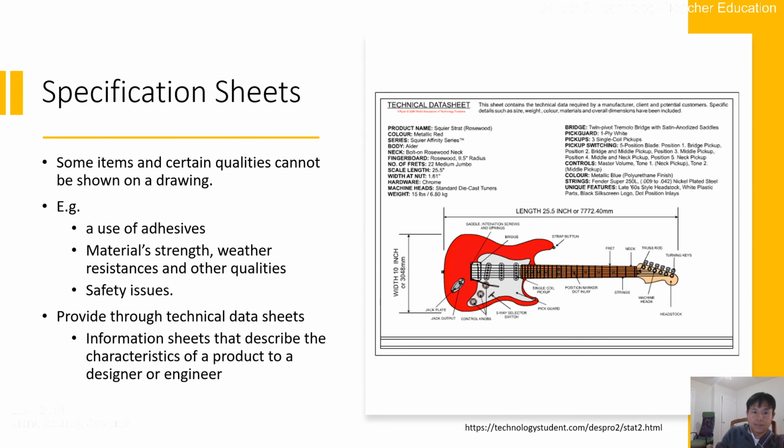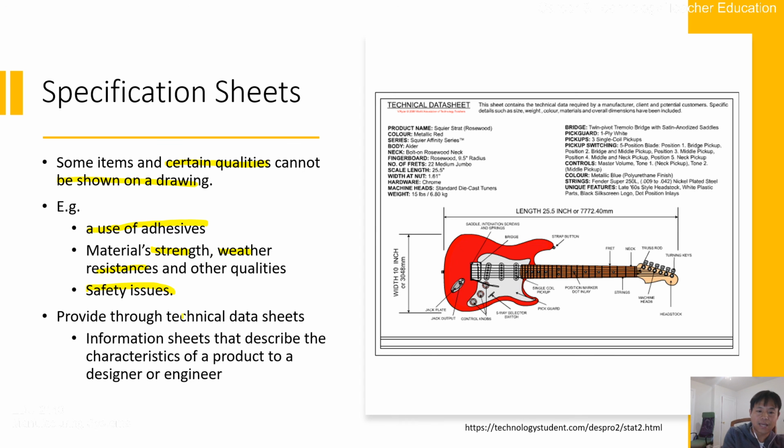And lastly, the specification sheet. Sometimes certain qualities cannot be shown on the drawing, such as, for example, the use of adhesive or material strength, weather resistance, or safety issues that cannot be illustrated in a drawing. So that's why we need an additional data sheet, that is the specification sheet.